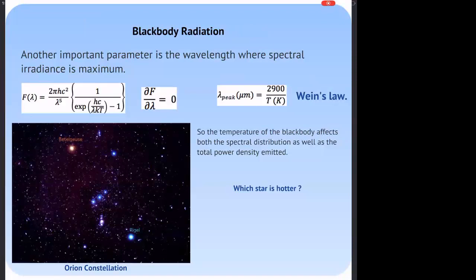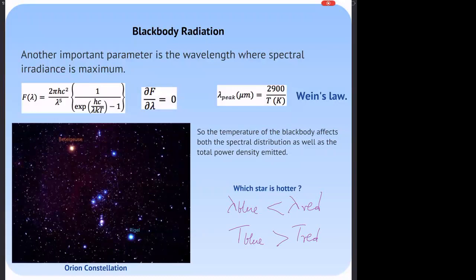Okay, now someone can shout out the answer. The blue is hotter. And why? Because the wavelength of blue is smaller. So if you do temperature equals 2900 divided by the wavelength, then you can do that. Correct. So you can see that Rigel is actually much hotter than Betelgeuse.